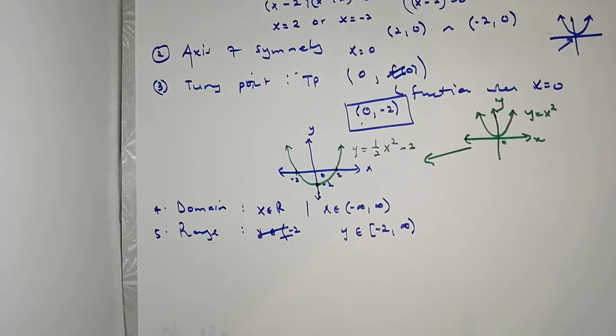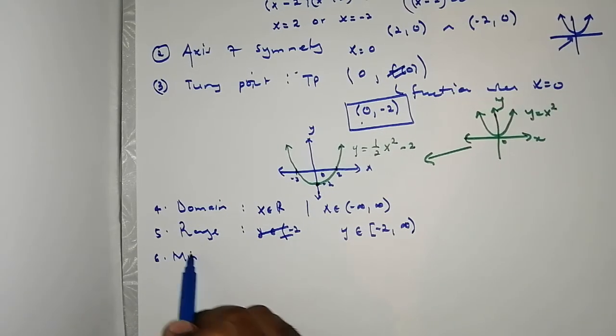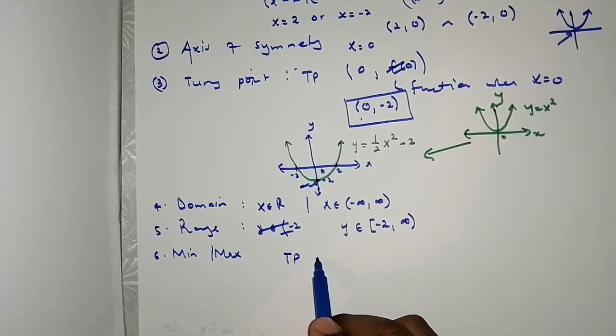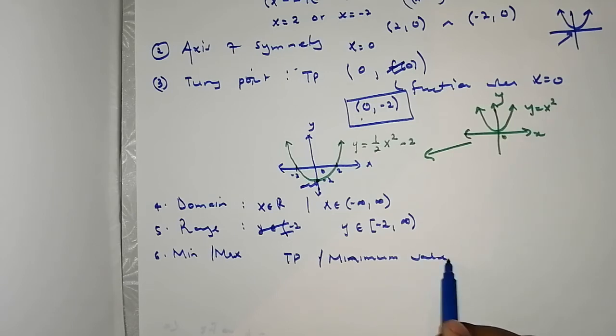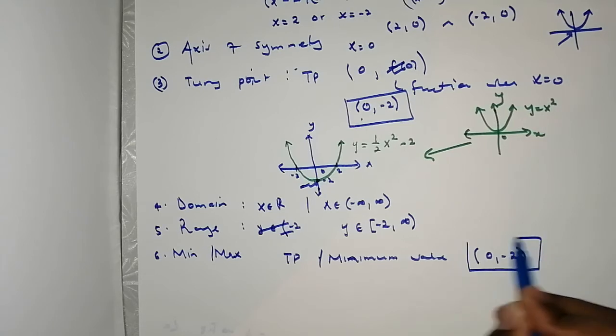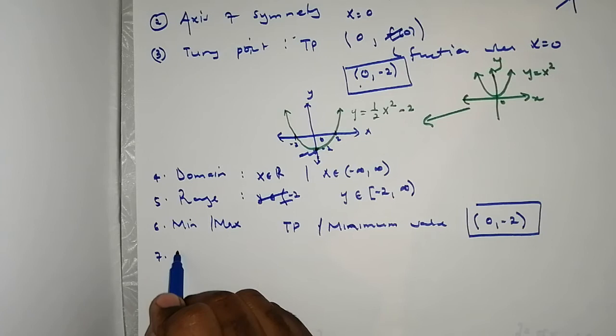Then number 6, the minimum value or the maximum value. Obviously here, our graph will have a minimum value, and that will be the turning point. So the turning point, which is our minimum value, is 0 and negative 2. That's our minimum value.